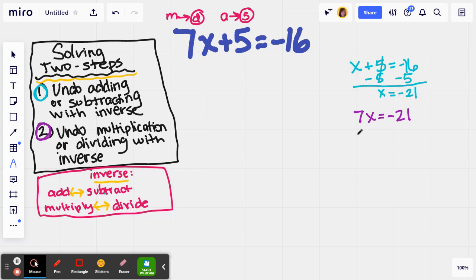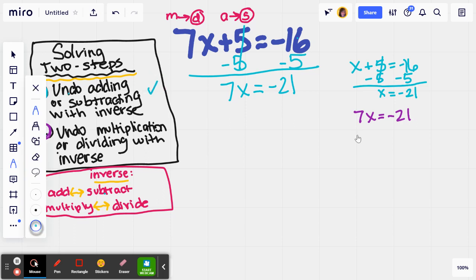And guess what? If we can do this, we can do this. So let's go ahead and try it up here. I'm going to do the inverse of adding 5 because my first step says undo the adding and subtracting part with the inverse. The inverse of plus 5 is minus 5. There we go. I'm going to bring down my 7x equals, again, negative 16 minus 5 is negative 21. I've done the first step. Yay. Check. Okay, now let's do the second step.